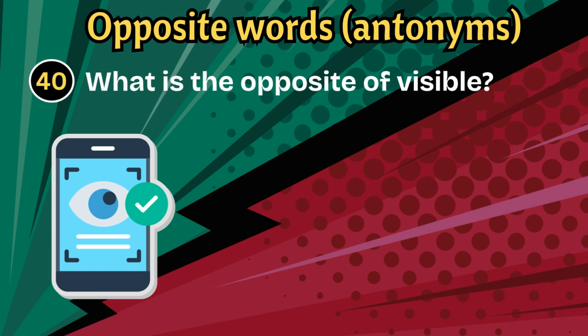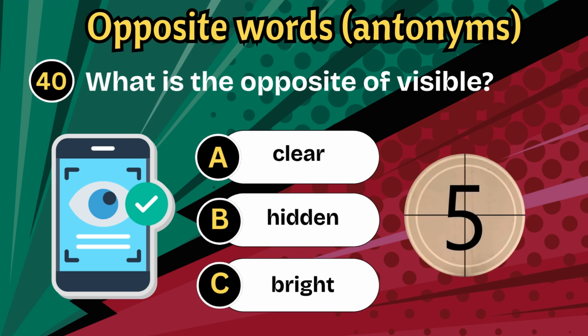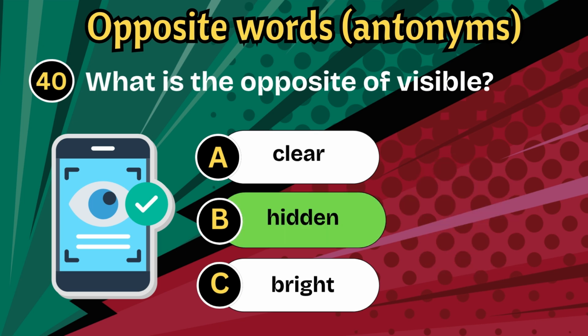What is the opposite of visible? The correct answer is hidden. Visible means something you can see, but hidden means you cannot see it.